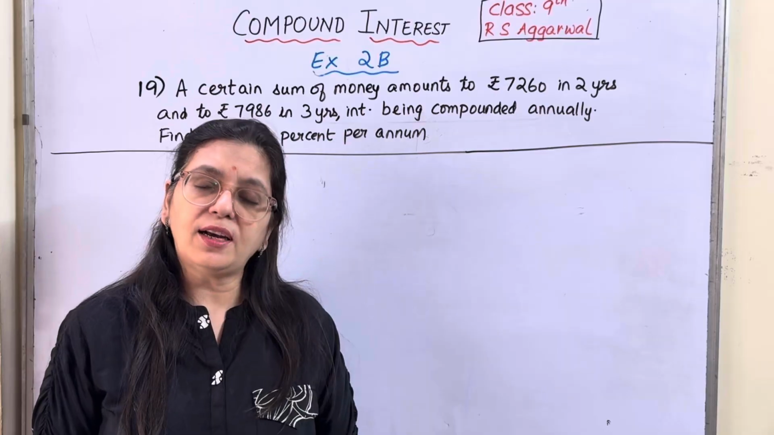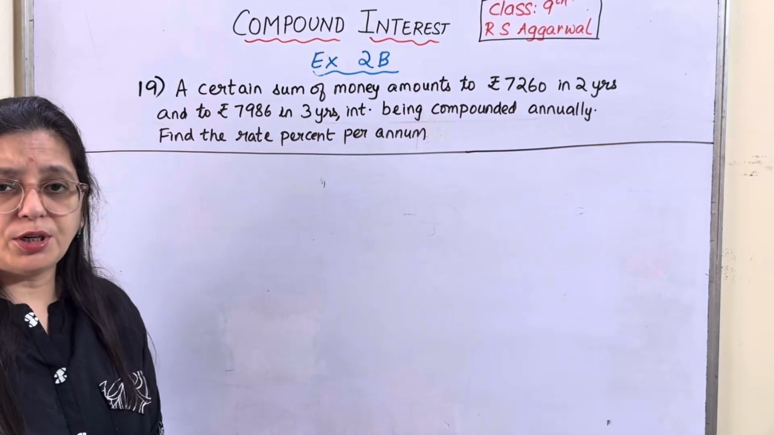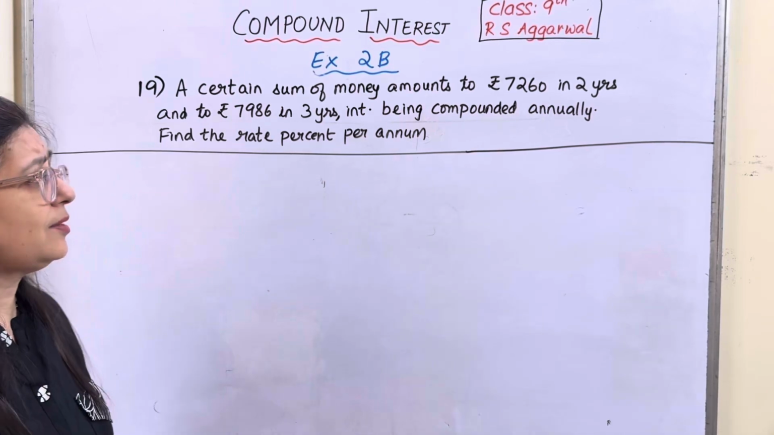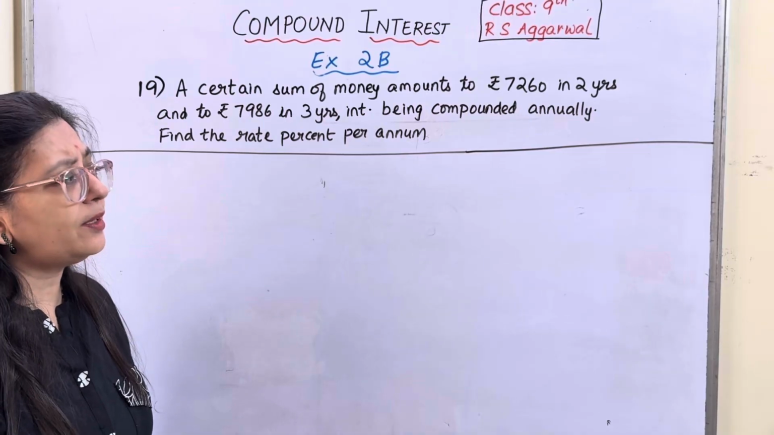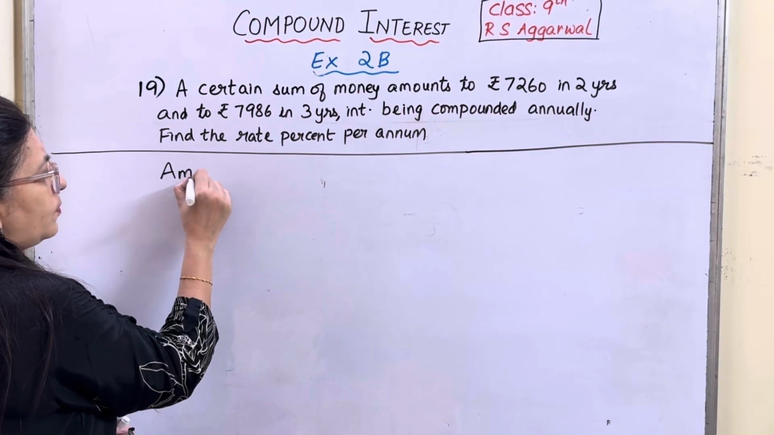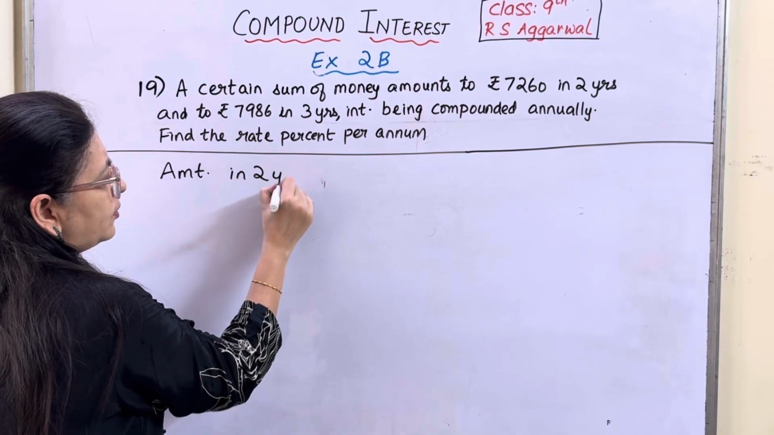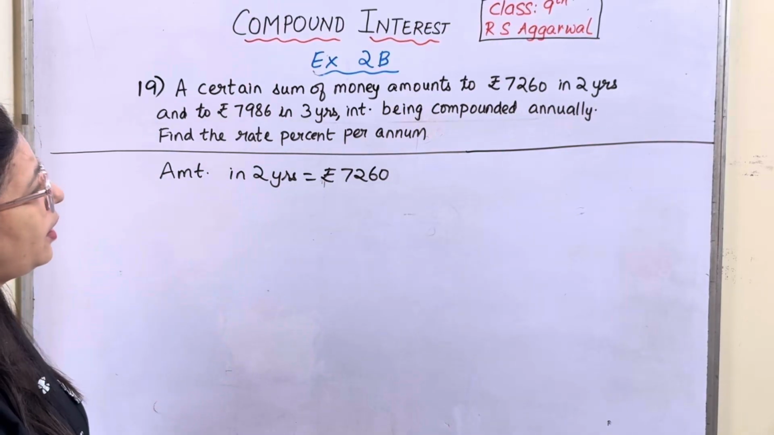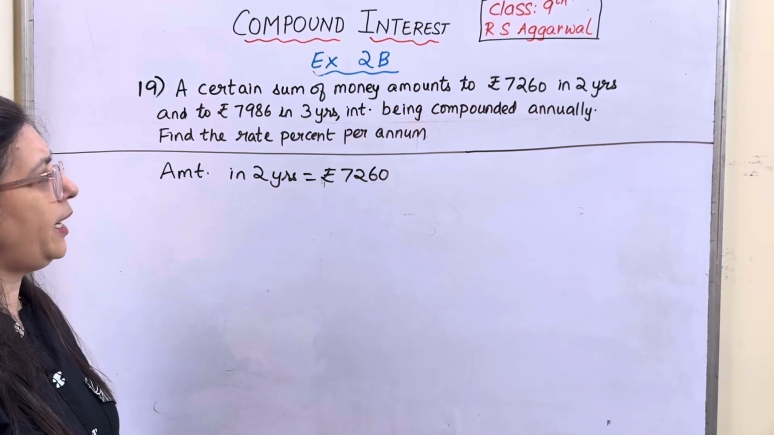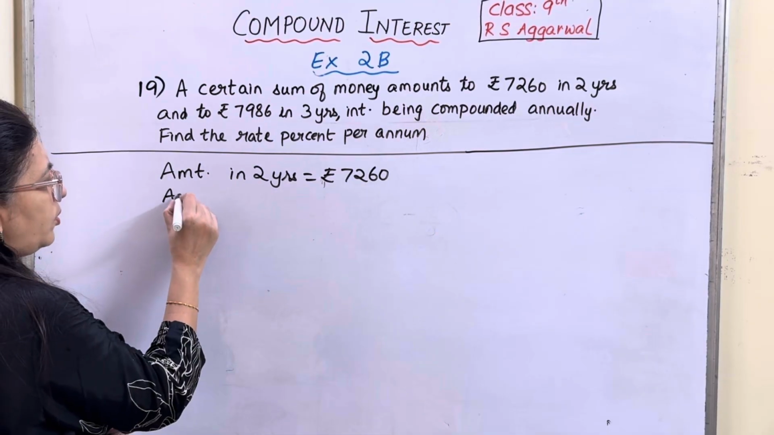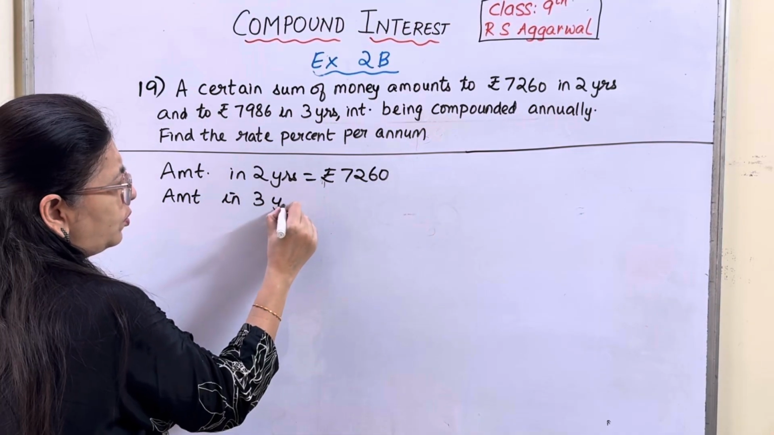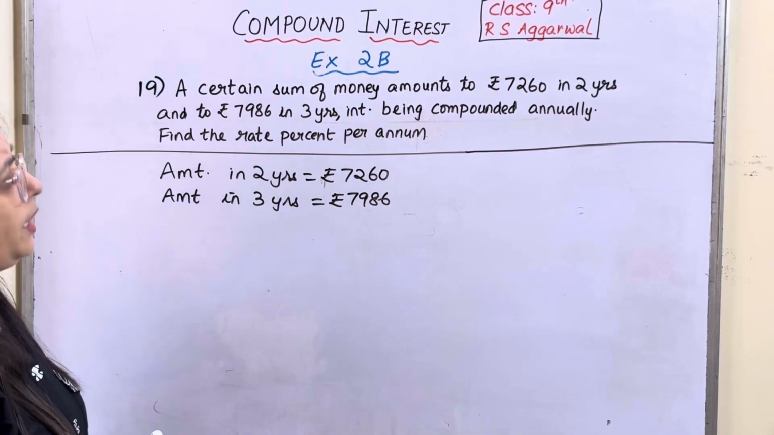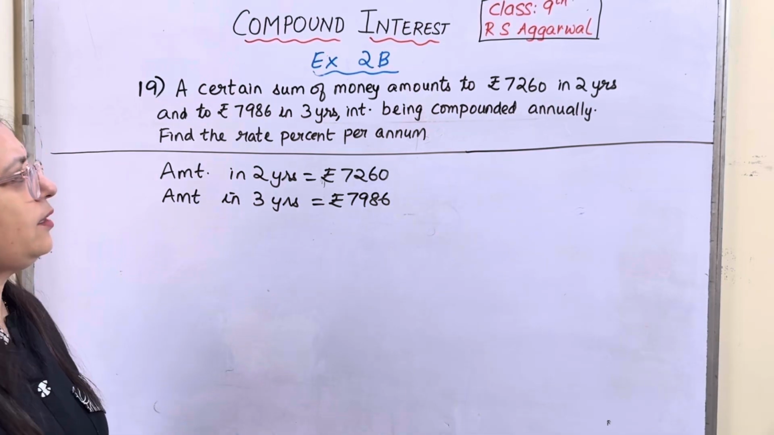Yes kids, let's do the last question from this exercise. This is an important question. A certain sum of money, means principal is not given to us. It amounts to 7260 rupees in 2 years. So the amount in 2 years is 7260 rupees. Okay, and it amounts to 7986 rupees in 3 years. The amount in the 3rd year is rupees 7986. Interest being compounded annually. Find the rate percent per annum.